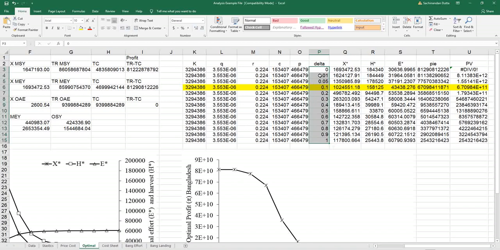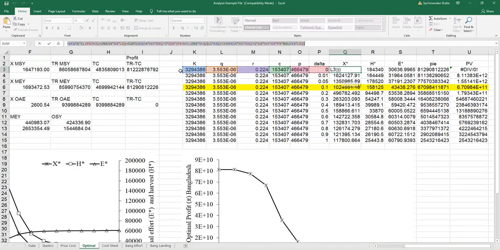Then with delta, how will your X be calculated? I'll give the equations for how to calculate X star, H star and E star in a separate sheet. This is the big equation for X star, how to calculate the X star. It's a very big equation. You can see this is the equation. This equation is related to your biological data. So K, Q, R, cost, price, and delta.